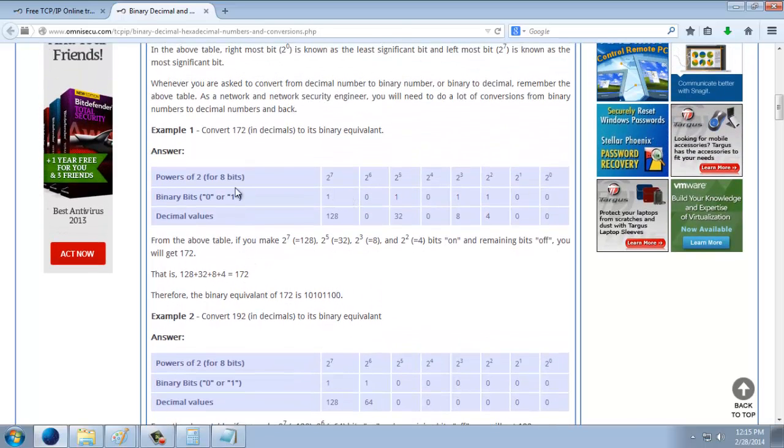Similarly, take this example: convert 172 in decimal to its binary equivalent. To get 172, which bits do we have to keep on and which bits do we have to keep off? 128 plus 32 plus 8 plus 4 will give you 172, correct? If you have any doubt, you can check it.